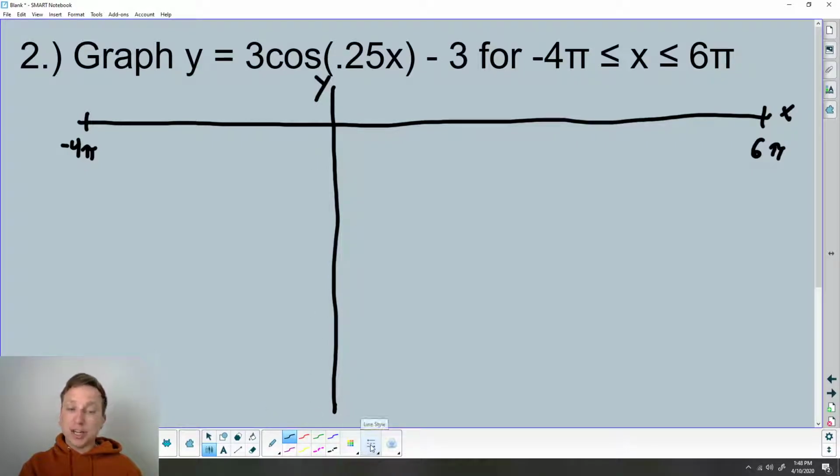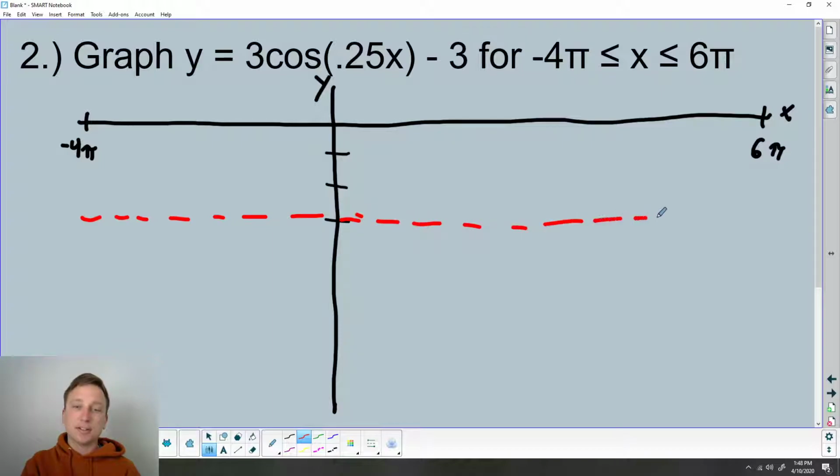But if we start just setting up our y-axis in increments of 1, I know -3 is going to be my principal axis. So down 1, 2, 3. Right here's my principal axis. So let's go ahead and put a dashed line so we can keep track of that always.